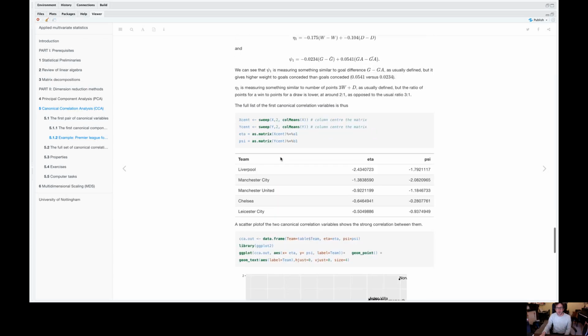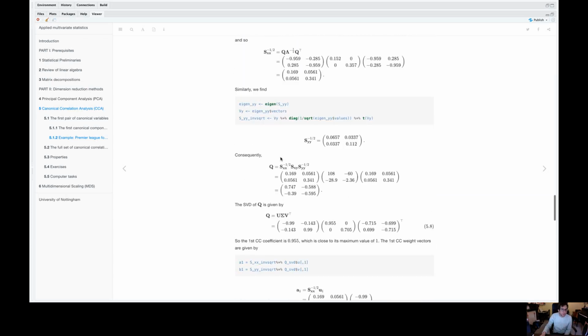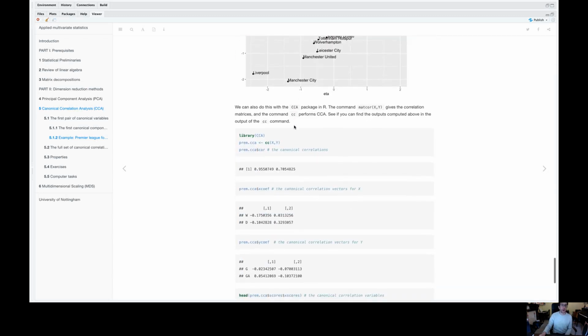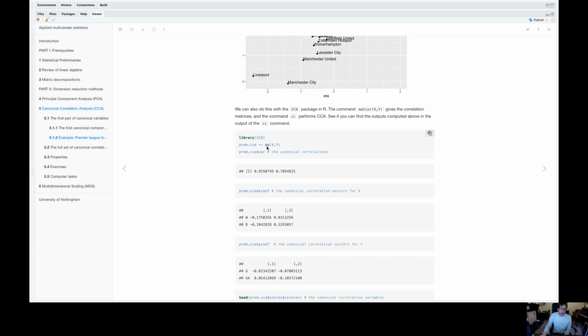But in practice, of course, we don't want to go through all this every time, working out all these matrices. Thankfully, there's an R command that does all the work for us. So you have to load a package to do this. If you've not installed it, you have to install it the first time you use it. install.packages, CCA in quotation marks. Okay. But once you've got it installed, doing CCA is really easy. It's just cc of X and Y.